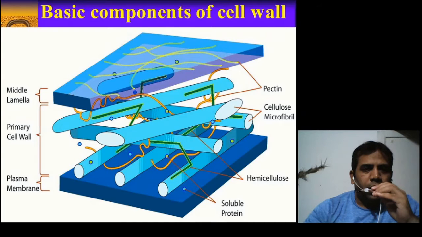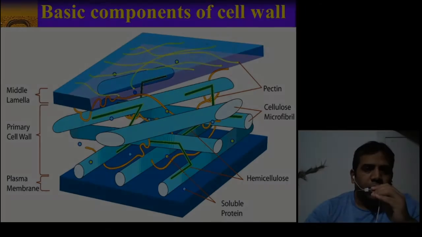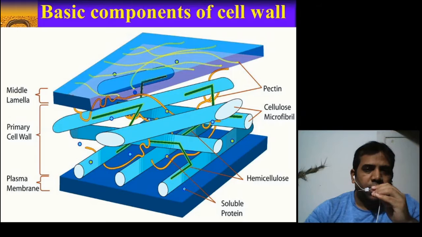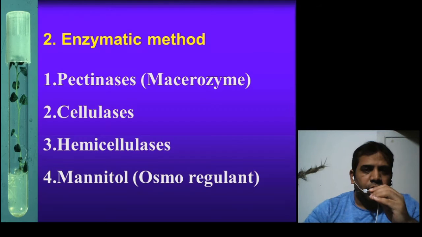Before going ahead, let us look at the components of the plant cell wall. Basically, it is made up of the primary cell wall and the middle lamella. The middle lamella is rich in pectin, whereas the primary cell wall is rich in cellulose and hemicellulose. So in the enzymatic method, certain enzymes like pectinase, cellulase, and hemicellulase are used to degrade pectin, cellulose and hemicellulose, whereas mannitol is used as an osmoregulant.